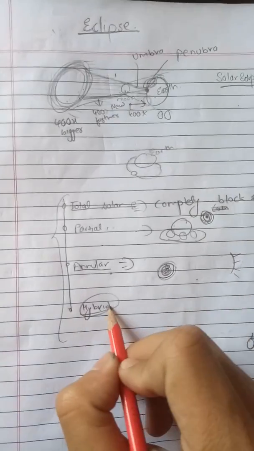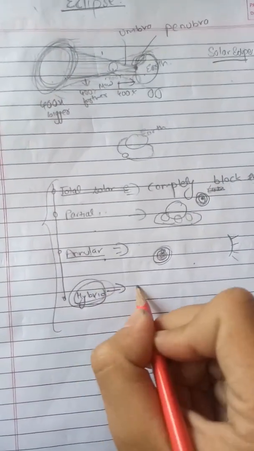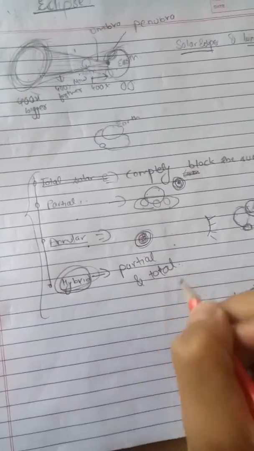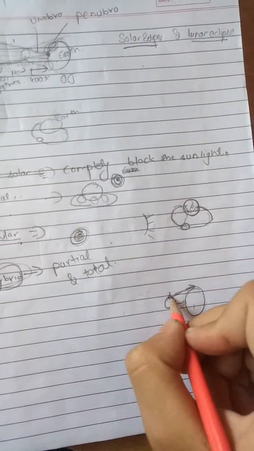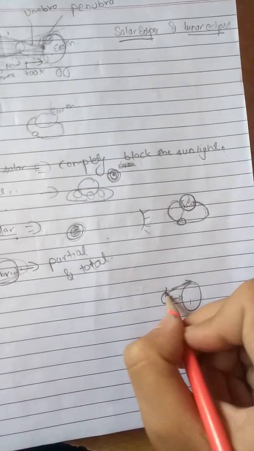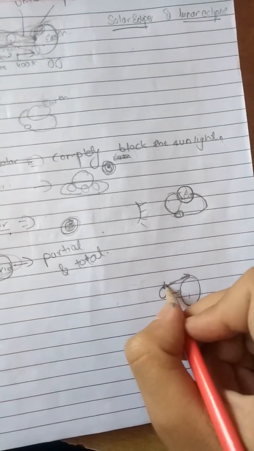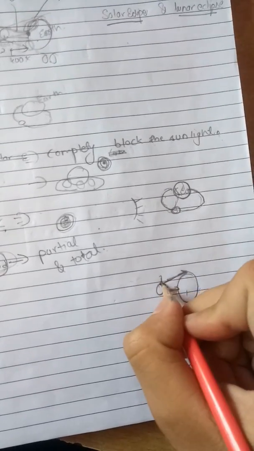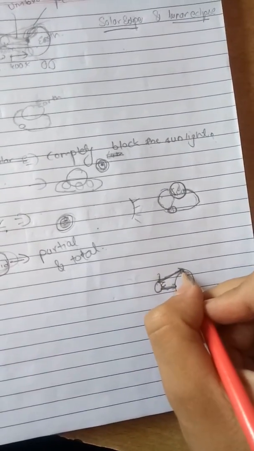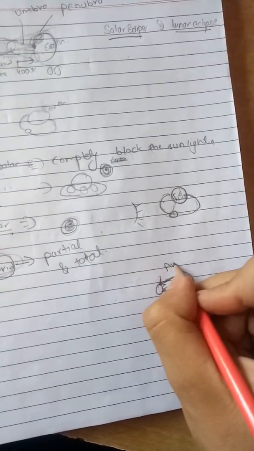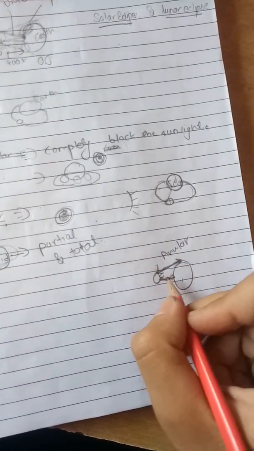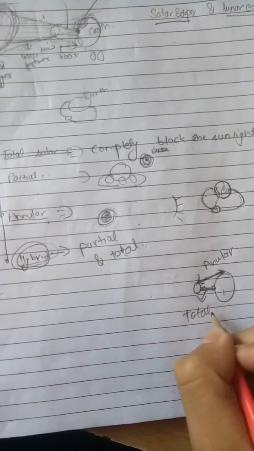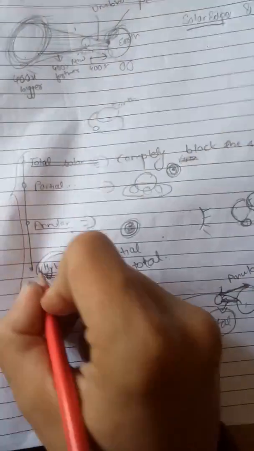The fourth type of solar eclipse is called hybrid solar eclipse because it is the combination of partial and total solar eclipse. It occurs because sometimes the moon is closer to the earth and sometimes it is farther from the earth. The farther part experiences annular solar eclipse and the nearer part or closer part experiences total solar eclipse, and that is why it is called hybrid solar eclipse.